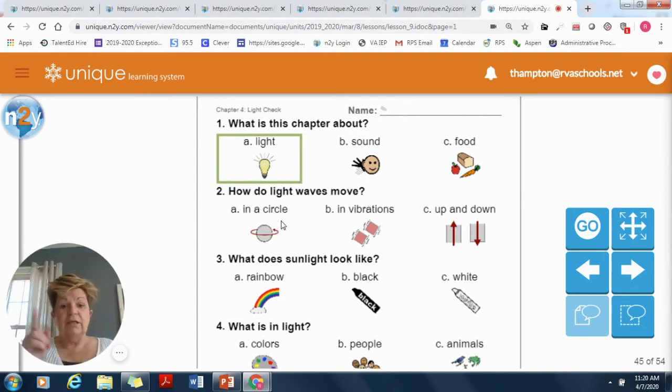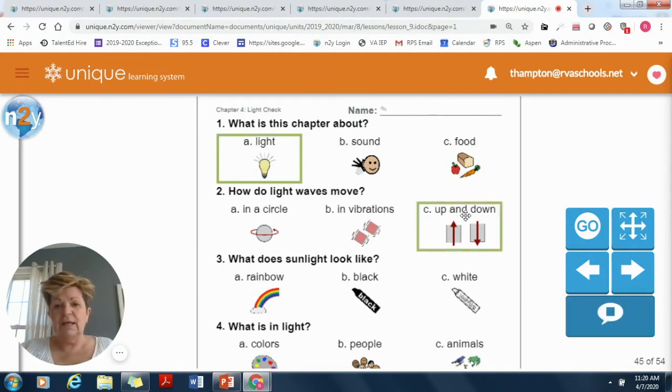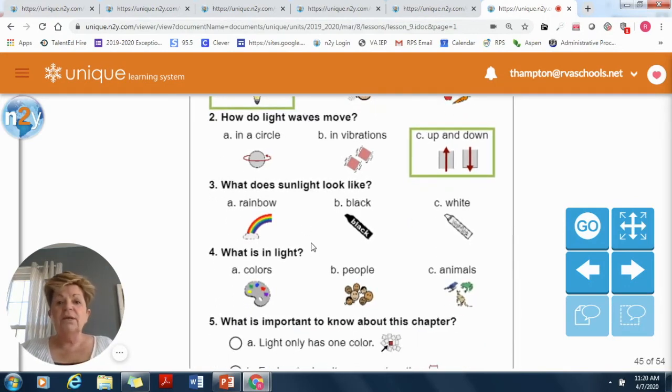So how do light waves move? Do they move in a circle? Do they vibrate? Or do they move up and down? Yes, up and down. So remember that we are always going back to our passage and we are always proving our answer. Okay, we're never guessing, we're proving our answer. What does light wave look like? Does it look like A, a rainbow, B, black, or C, white? What does sunlight look like? Let's go back.